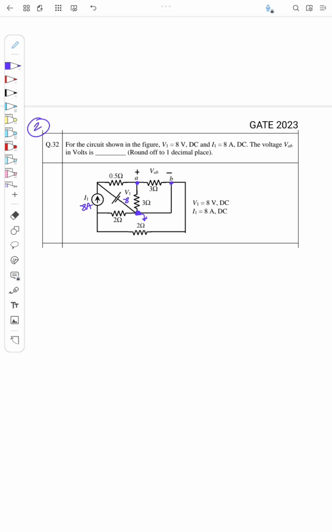Okay. And we'll just apply Kirchhoff's current law, KCL, at node A. So say the voltage at this node is VA with respect to ground, right? So on applying Kirchhoff's current law, the current through this resistance plus the current through this resistance plus the current through this resistance is equal to 0. So what is this current? This current is the voltage across the 0.5 ohm divided by 0.5. The voltage across 0.5 is VA minus V1, so VA minus V1 by 0.5 is this current.